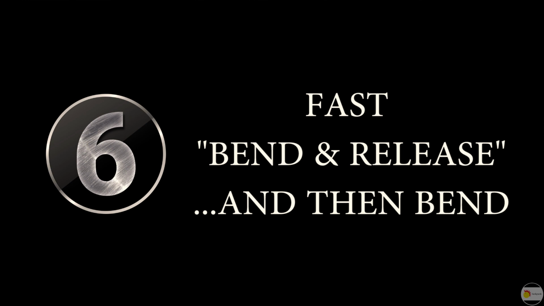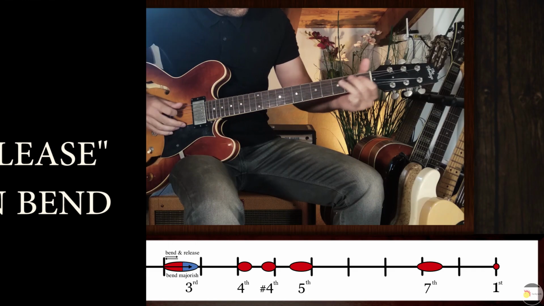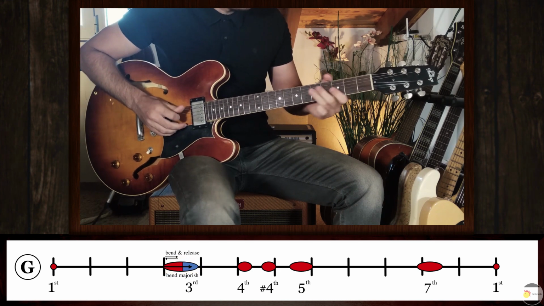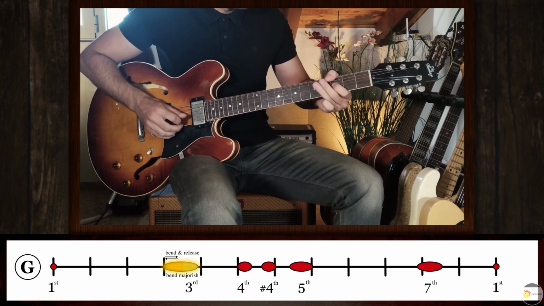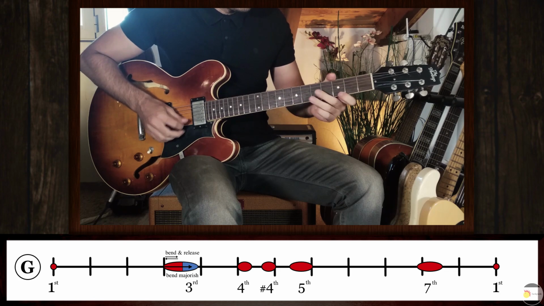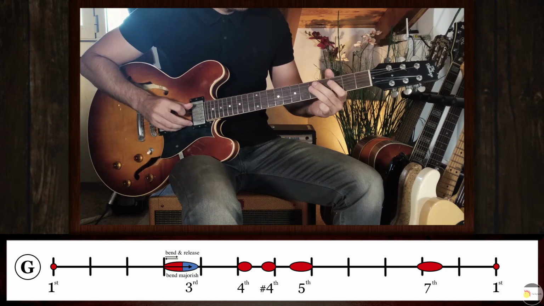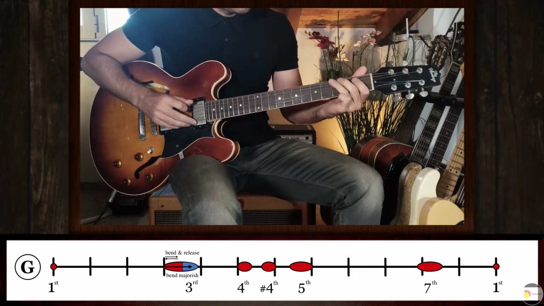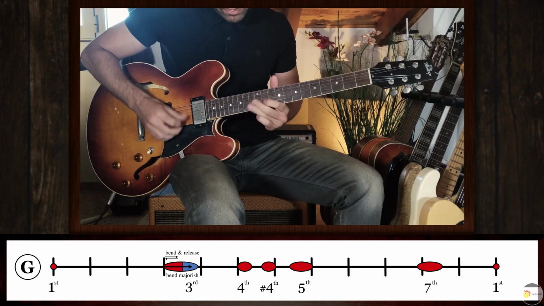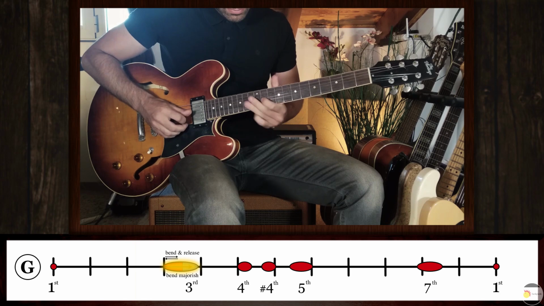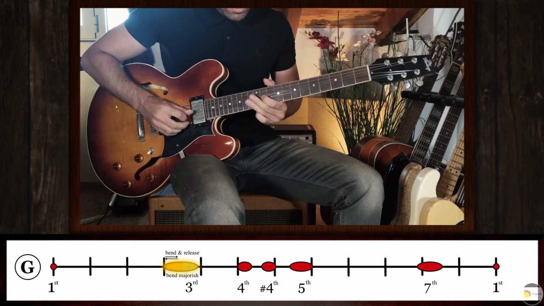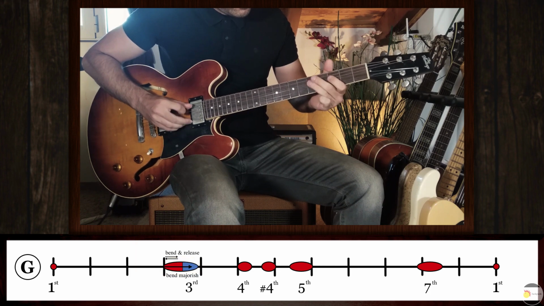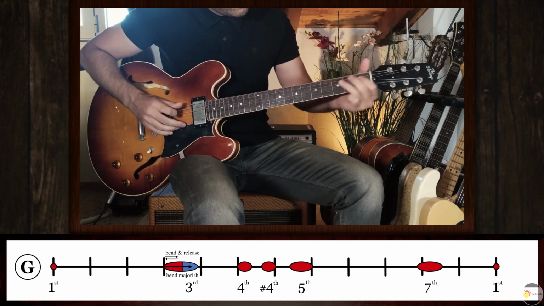Fast bend and release, and then bend. In this one, there is a fast bend and release at first, followed by a regular bend to the target major-ish pitch. The second part of this technique is essential in order to maintain the major-ish character.